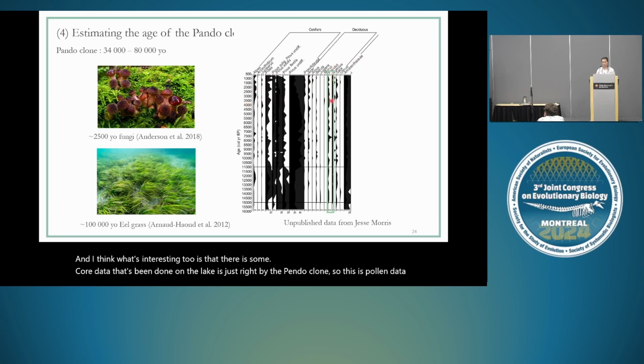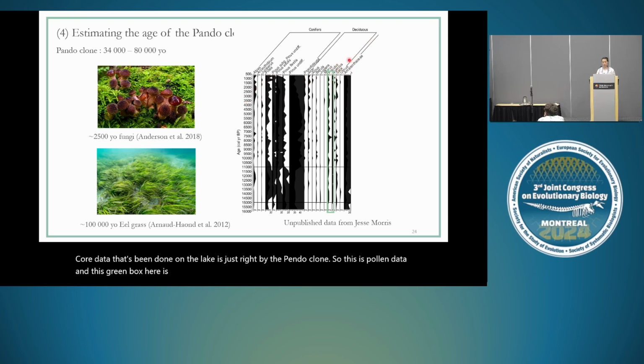And this green box here is Populus, which is the genus. And we see that there's evidence of Populus presence in the last 1,600 years in the Fish Lake National Forest. So there's some evidence that, at least in the last 1,600 years, there was the presence of Populus in the area.